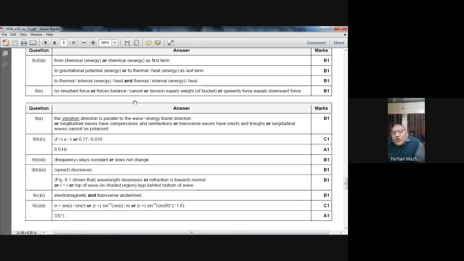So you say two things. One, the chemical potential energy of the man is used to increase the gravitational potential energy of the bucket, plus that energy is also converted into heat. That's it. Okay, it's a 3-mark question. Next. You are done with this.